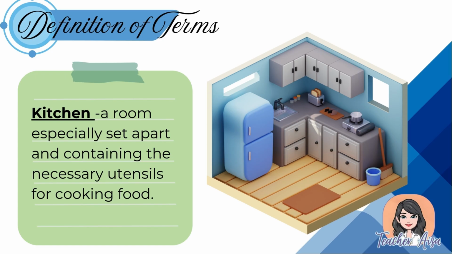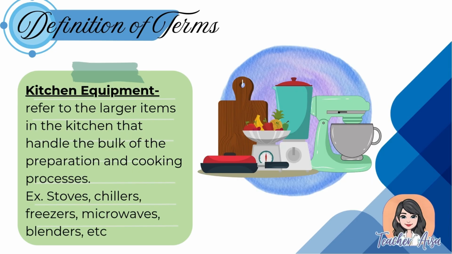For the definition of terms, let's have the following. Kitchen: a room especially set apart and containing the necessary utensils for cooking food. Kitchen equipment refers to the larger items in the kitchen that handle the bulk of the preparation and cooking processes. Examples are stoves, chillers, freezers, microwaves, blenders, etc.